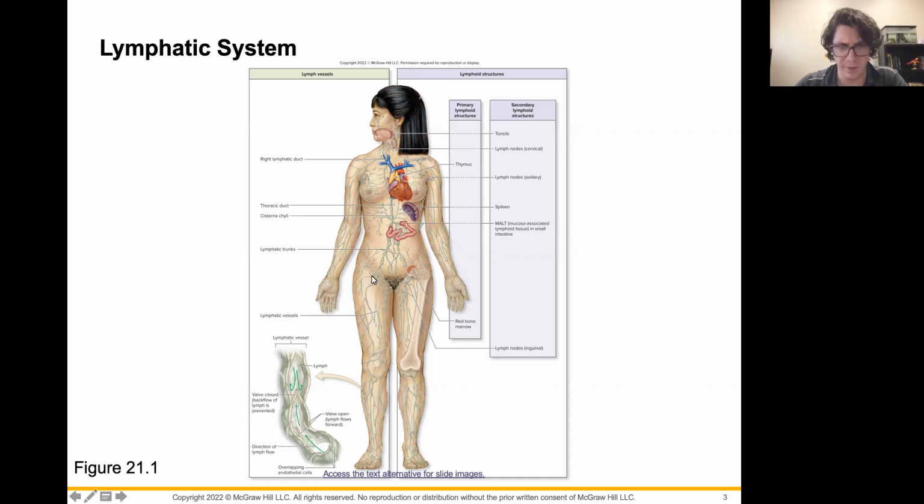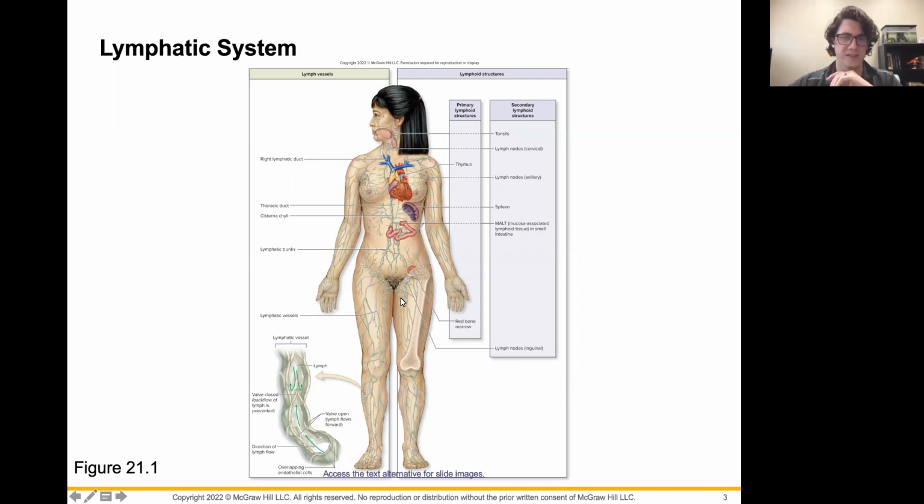Now, we can also see these bumps in several places. Anywhere where you see a bump in these green vessels, that's what we're going to call a lymph node. Okay. Now, a lymph node, like I said, is basically just going to be a housing center for a bunch of different white blood cells. So primarily lymphocytes, but as well as things like macrophages and dendritic cells. Lots and lots of immune system cells are going to be housed in these lymph nodes.